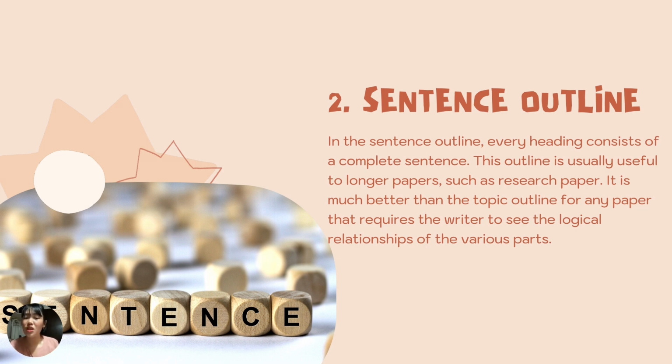This outline is usually useful to longer papers such as a research paper. It is much better than the topic outline for any paper that requires the writer to see the logical relationships of the various parts. So the sentence outline is much better when you are writing a long paper, for example, a research paper, so you should use the sentence outline. Take note, when you use the sentence outline, you are going to write your ideas in a complete sentence.